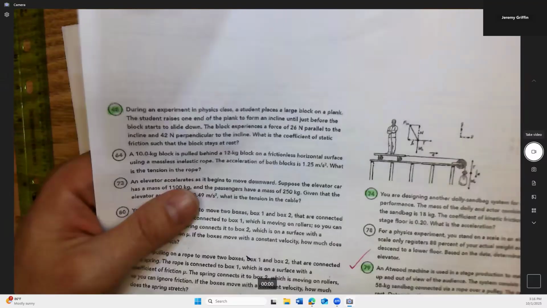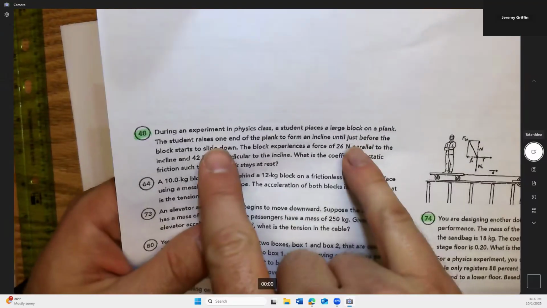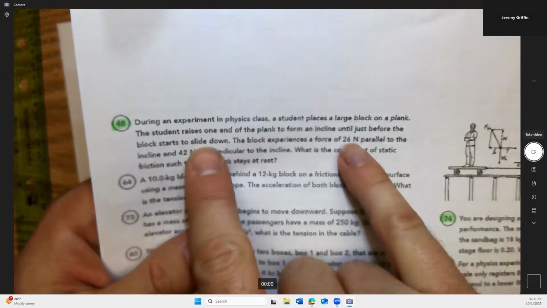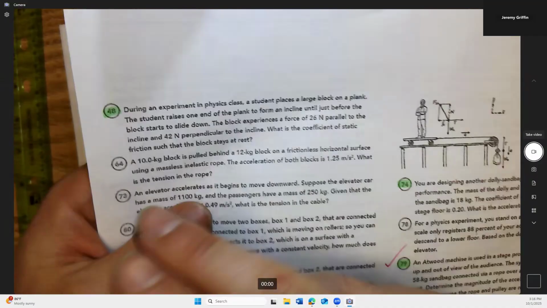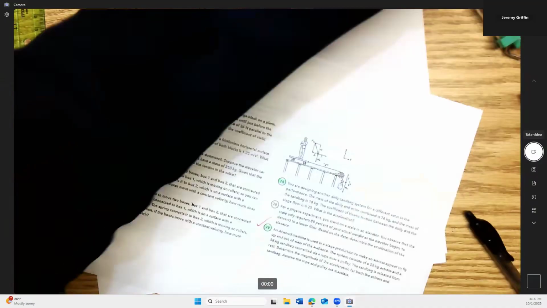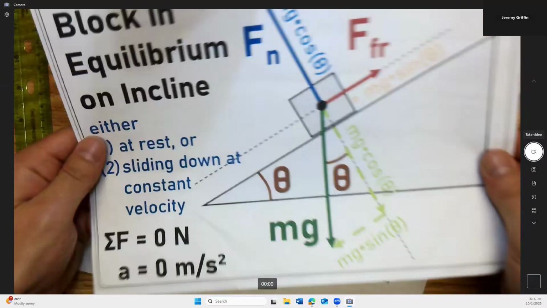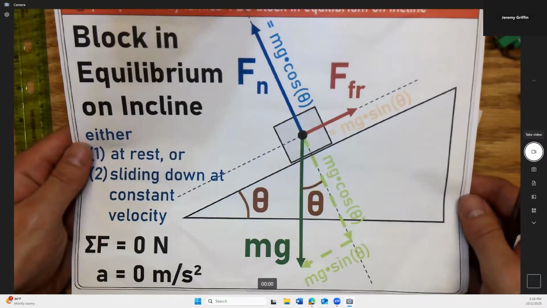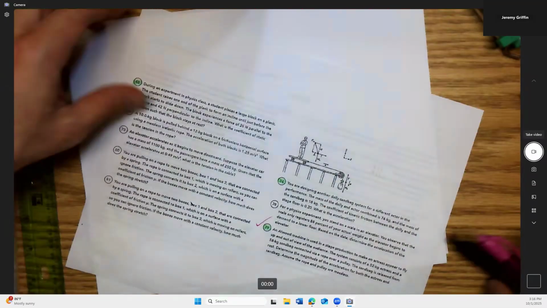48. We're looking at this block on a plank. The student was lifting one end of the plank to make an incline. Hey, I think you guys just did that a few days ago, right? You had an incline. I think I have one incline poster somewhere around here. But you guys remember this right here? So I'm already thinking in terms of this. Okay, something about an incline, which you had a lab on.